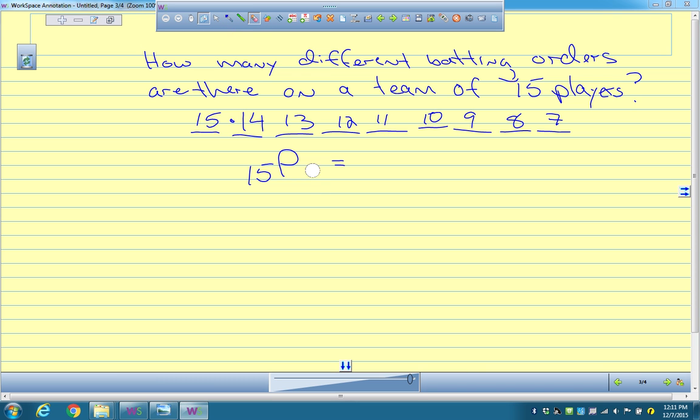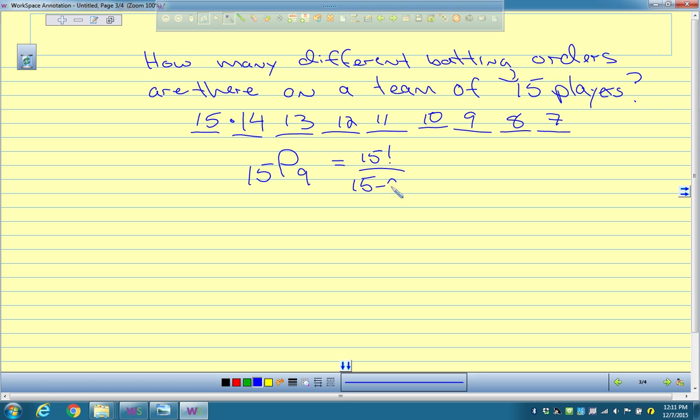It was better the first. 15 permutation 9, which can be written as 15 factorial over 15 minus 9 factorial, right? And if I did that on a calculator, I get a giant number. You get 1 billion, 816 million, sorry, 214,000 and 400 different batting orders you could have if you had 15 players.